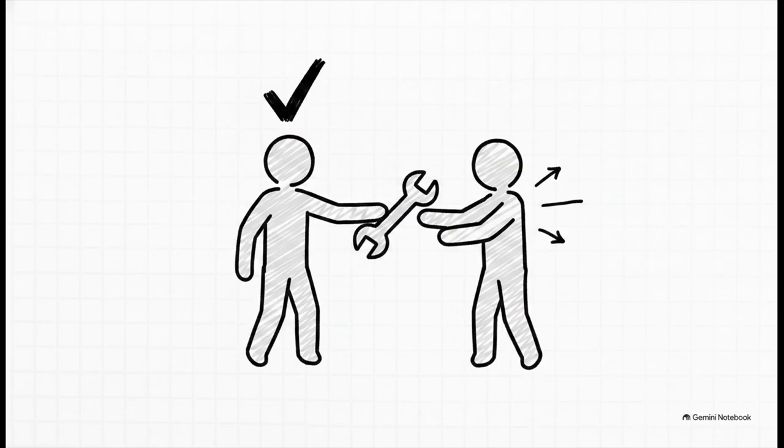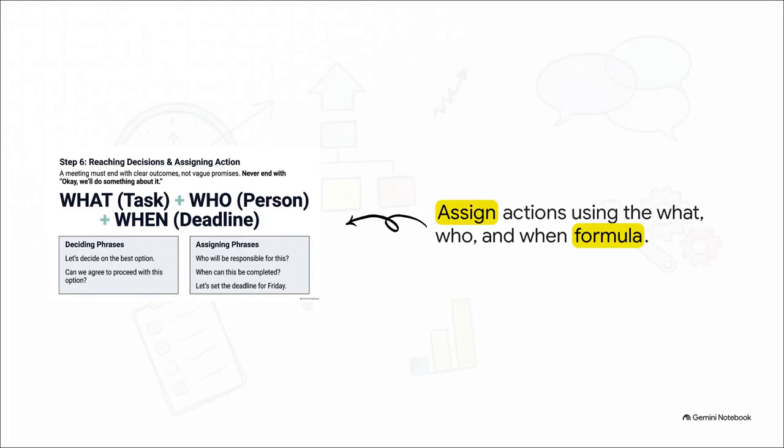Once that repair option is officially chosen, the decision has been made. Your immediate next purpose is to assign absolute accountability. We need action. To do this, use a strict formula for assigning action items: what plus who plus when. Everyone in that room needs to know precisely what task is being done, who is the specific person responsible for it, and when the exact deadline is.